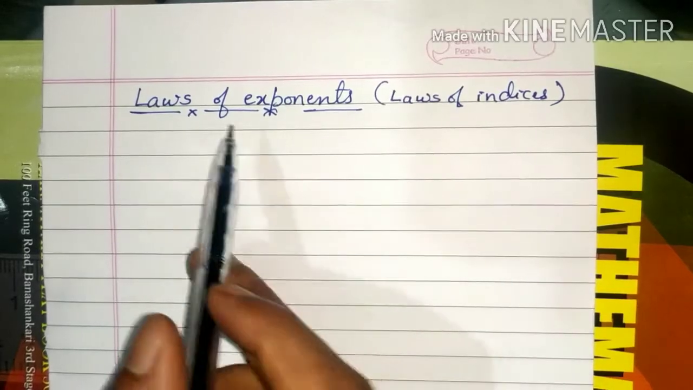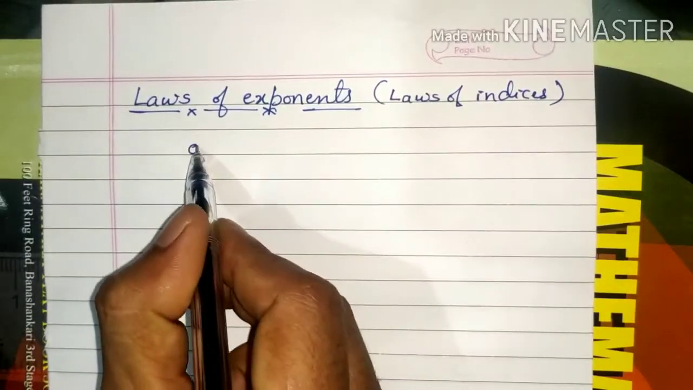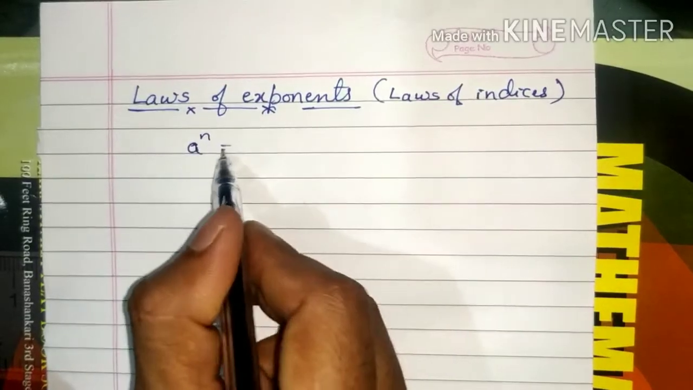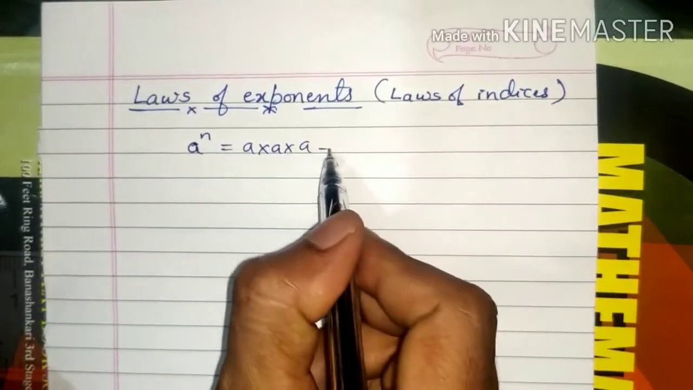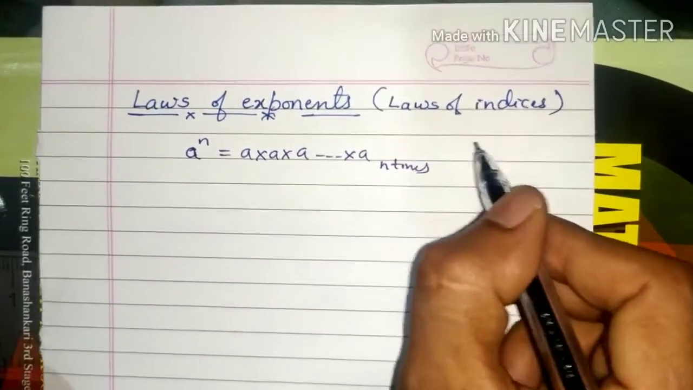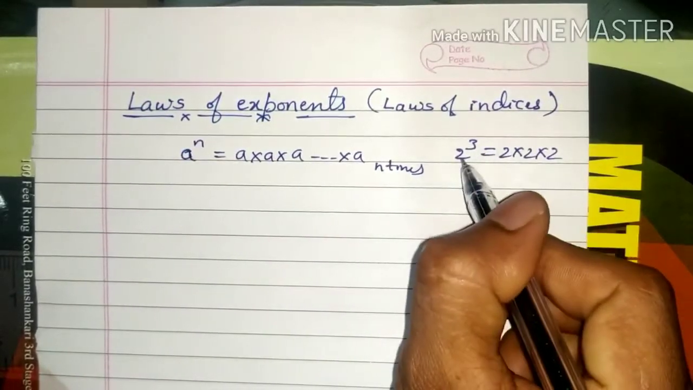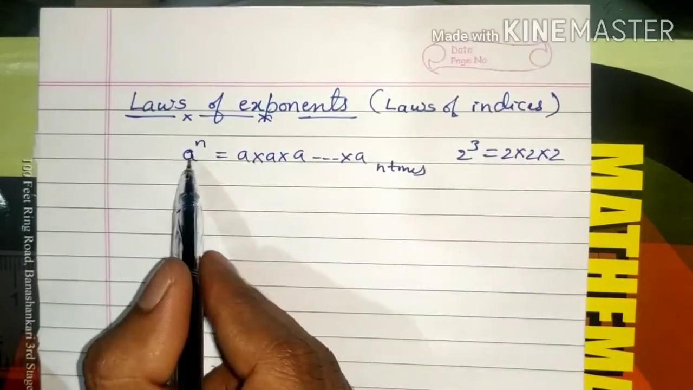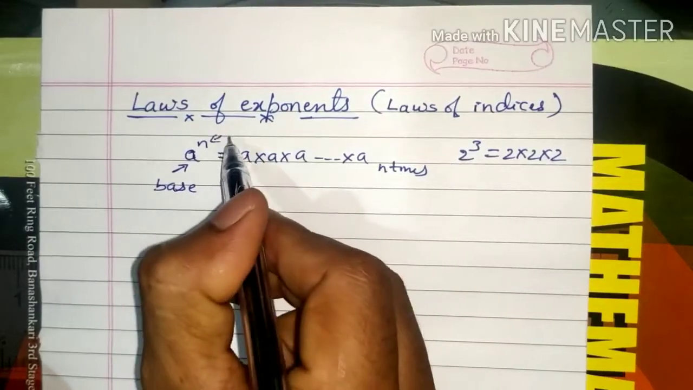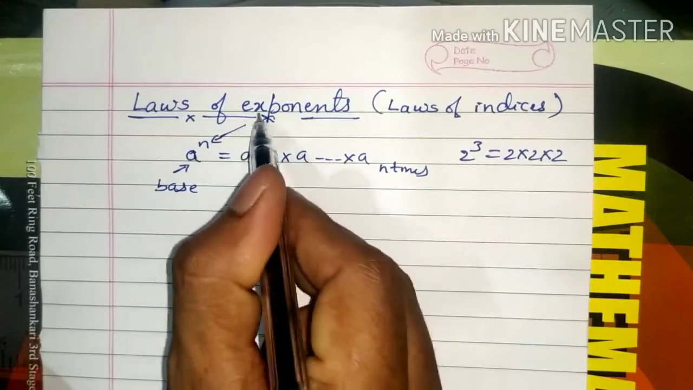In this video we shall discuss the laws of exponents. The basic concept is, if you consider a raised to n, that means you have to multiply a, n times. That is equal to a into a, and so on up to n times. In particular, 2 raised to 3 means 2 into 2 into 2, you multiply 2 three times. Here a is called the base, and this is the exponent or index.